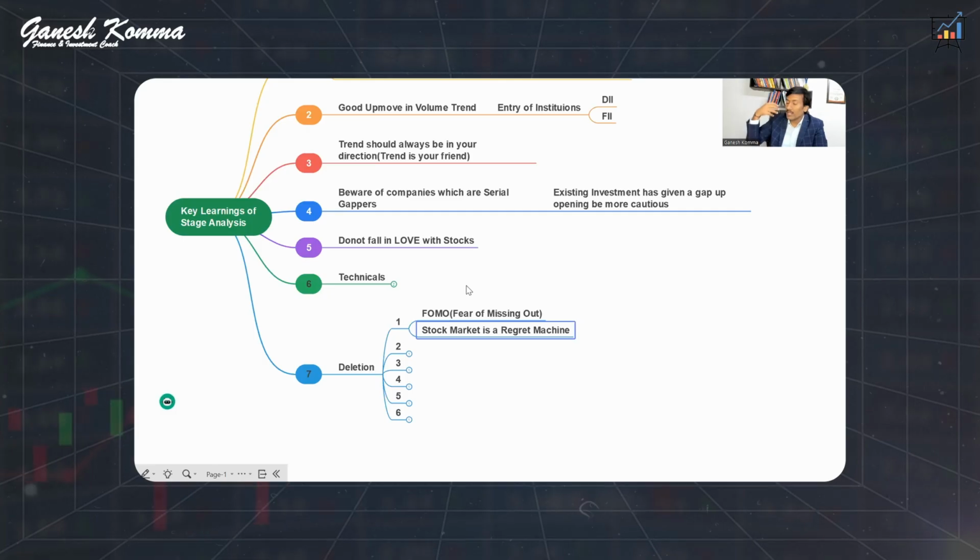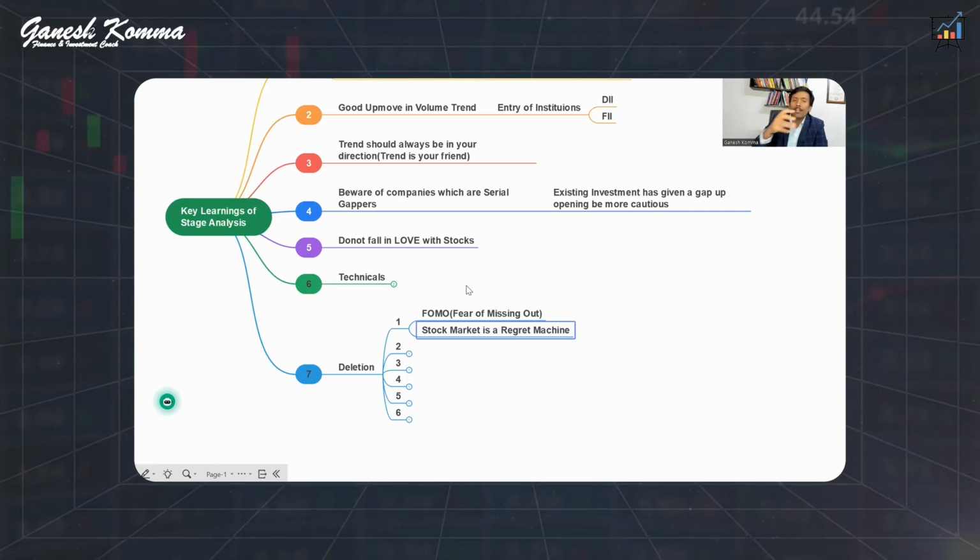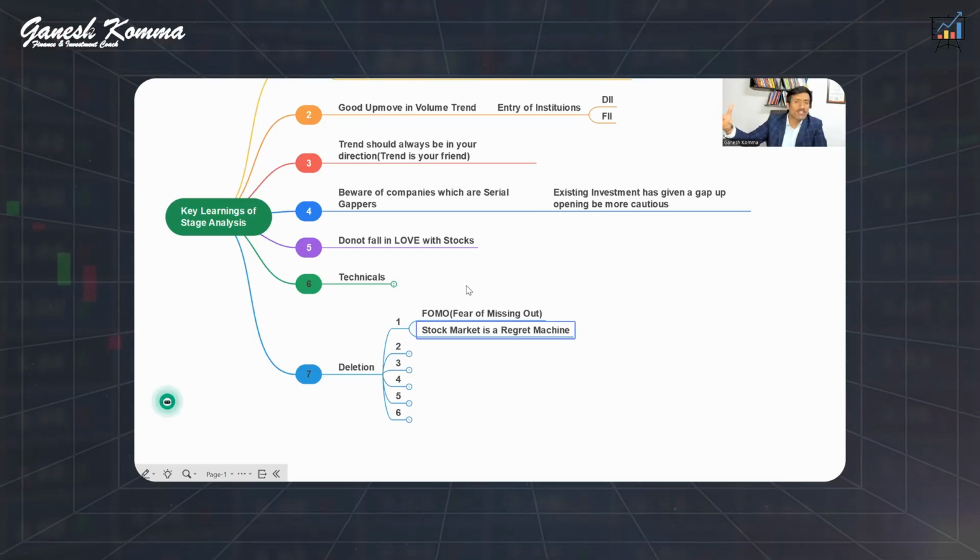In any case where you have missed a company and it's not in your portfolio, just analyze the pattern. How did it move? How did it behave in this market?